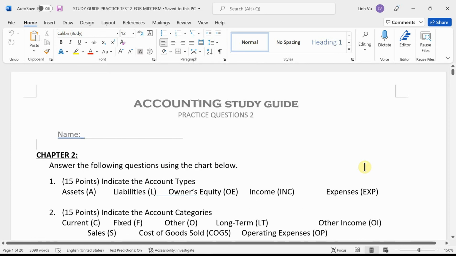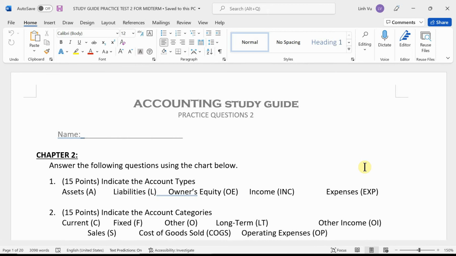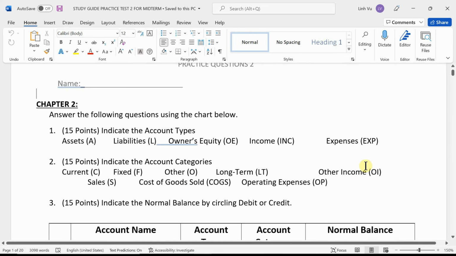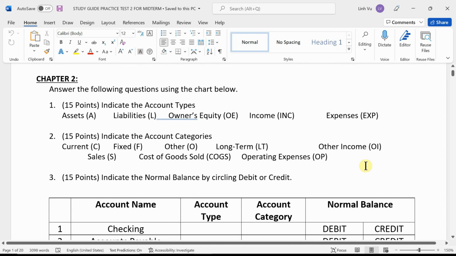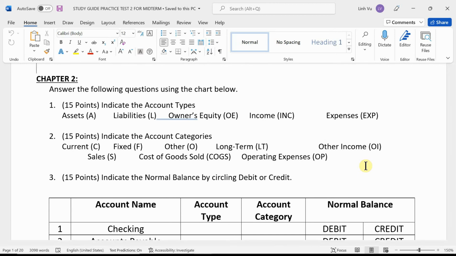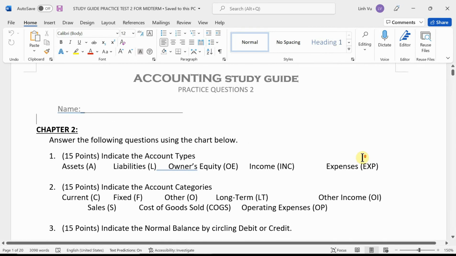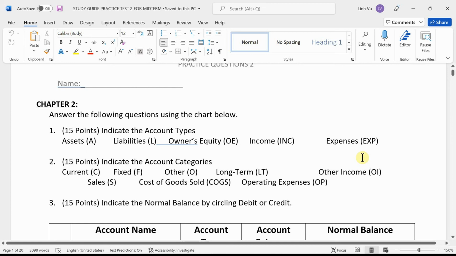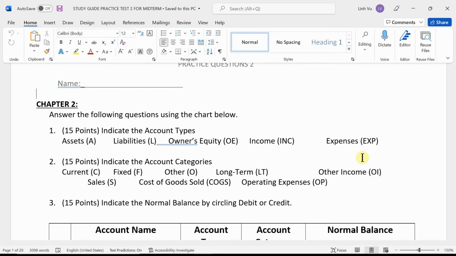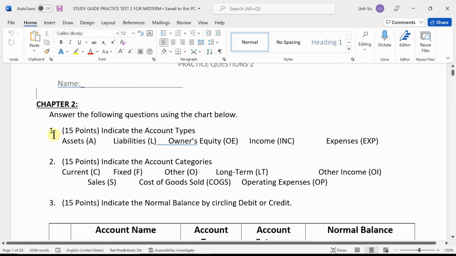Welcome. We're going to be doing the second practice questions, the second study guide, for the midterm, okay? I will be asking you about the first 6 chapters. The format's going to be very similar to the first one. There's a small section where I will be testing you on determining the account type, the category, and what normal balance it has. So here you can choose from the list.